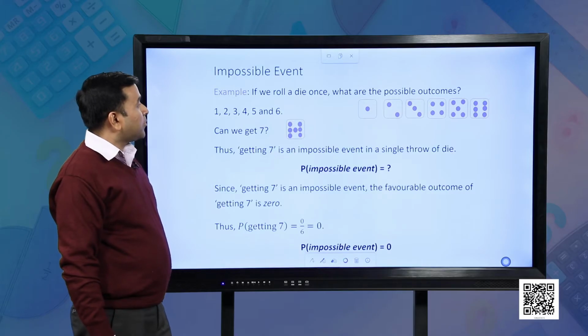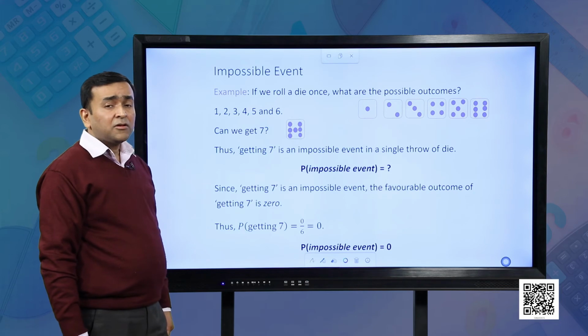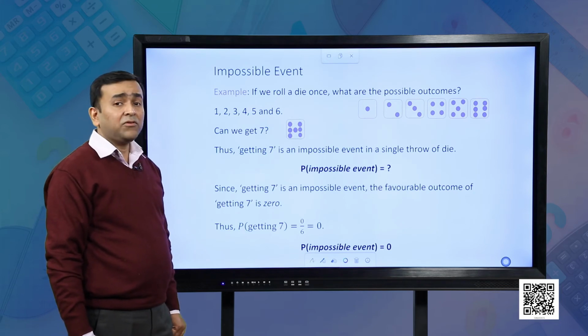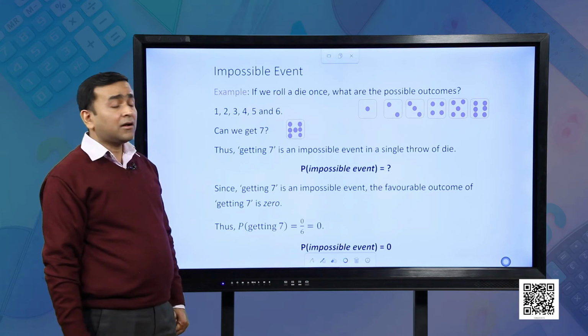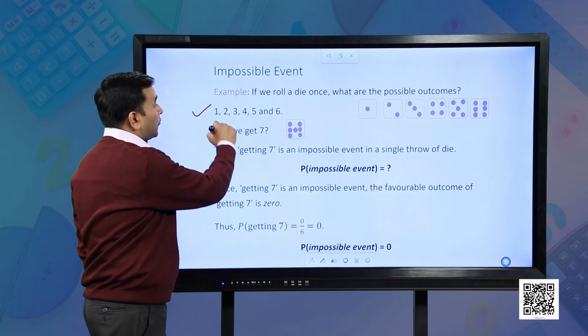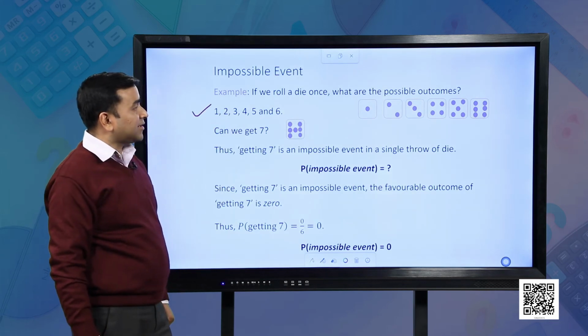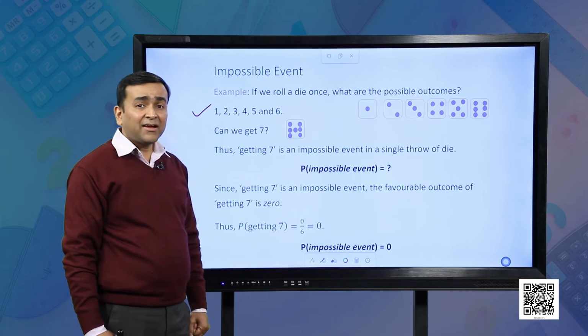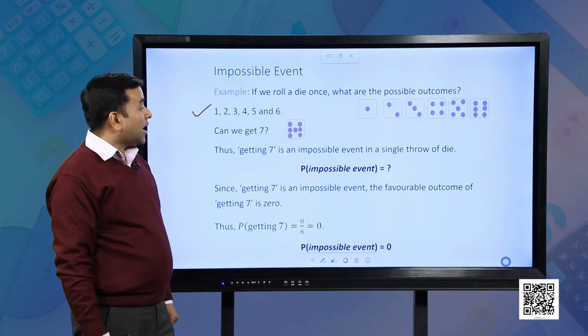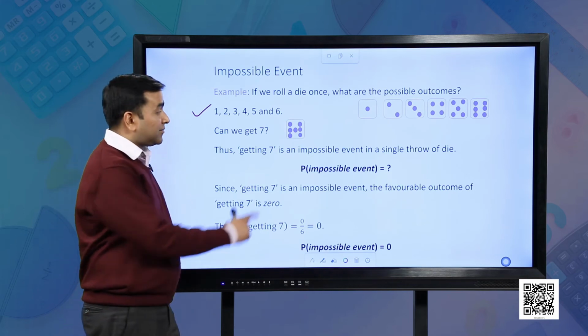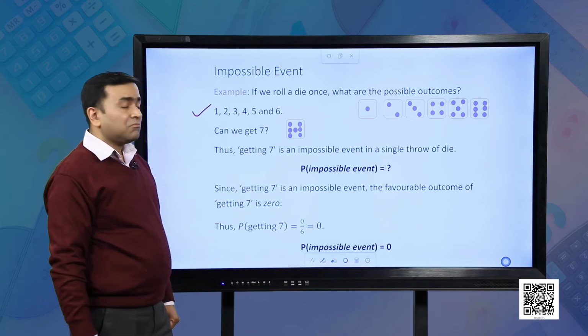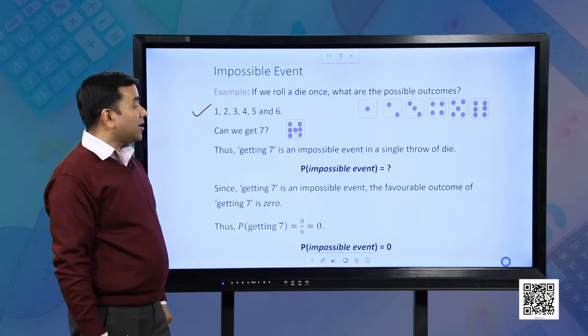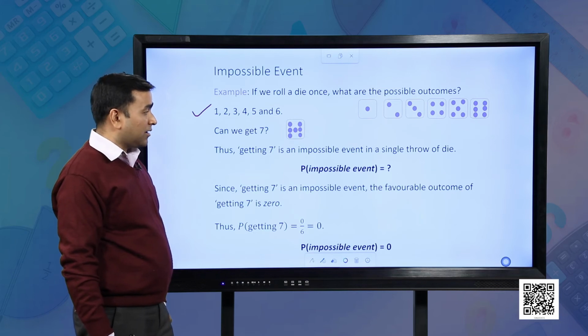Let us understand what an impossible event is. Again, we consider an example of rolling a die once. So, what are the possible outcomes? We know the possible outcomes are 1, 2, 3, 4, 5 and 6. Can we ever get 7? Have you ever seen a die with 7 dots? Thus, getting 7 is an impossible event in a single throw of a die.